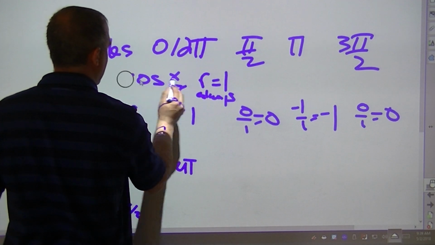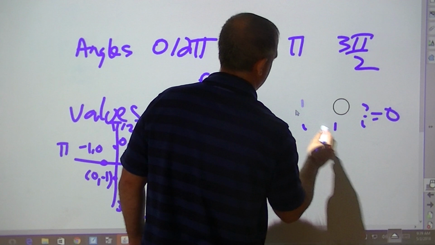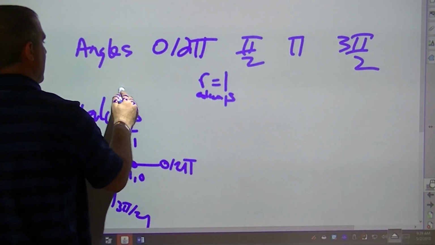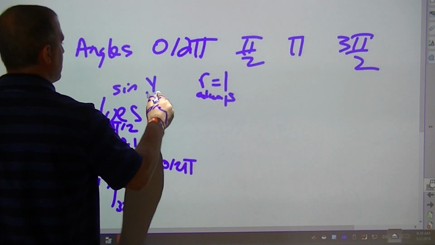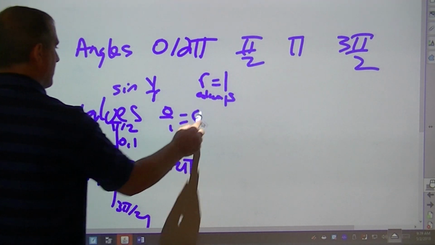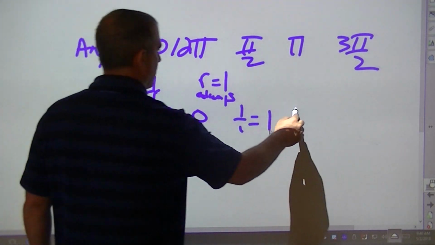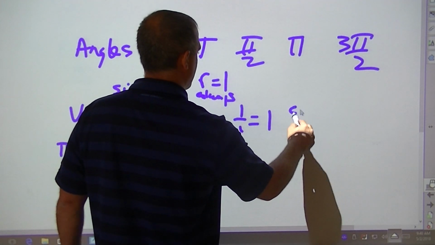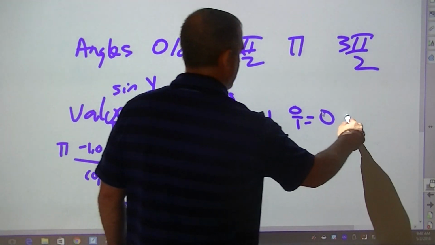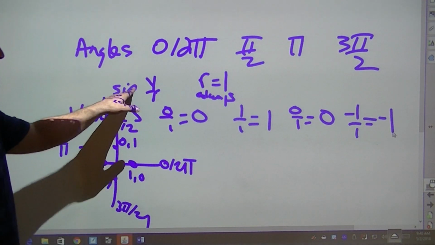Now, when you do sine, that will be y over r. So this would be 0 over 1, which would be 0 here. Pi over 2 would be 1 over 1, which would be 1. Pi would be 0 over 1, which would be 0. And then 3 pi over 2 would be negative 1 over 1, which is negative 1. So those are the ones for sine.